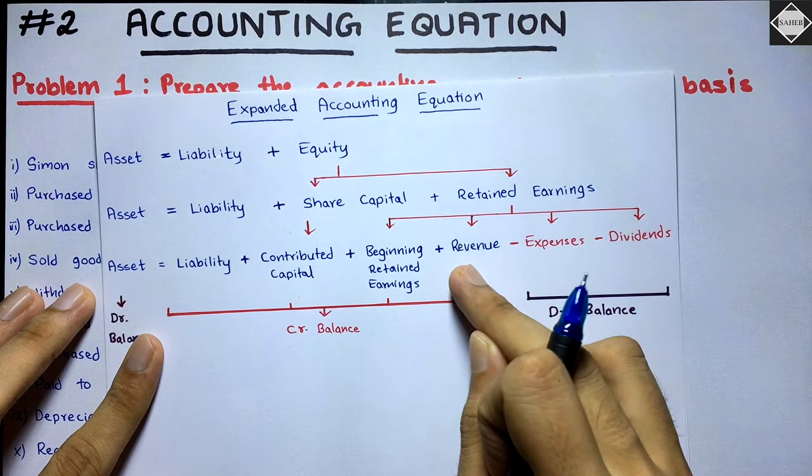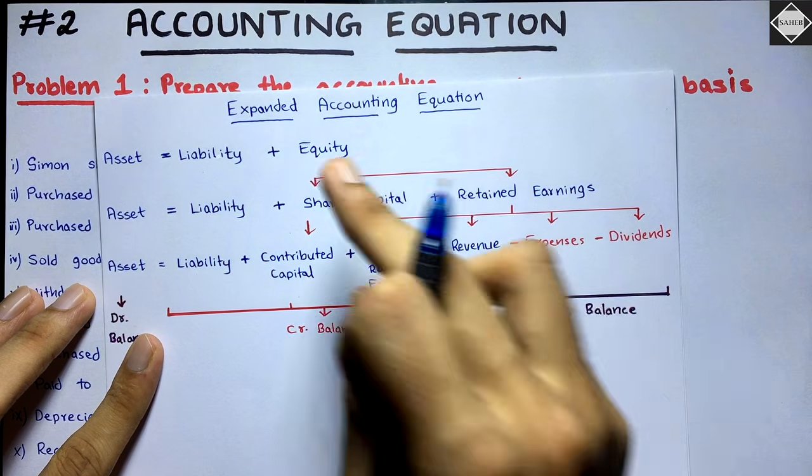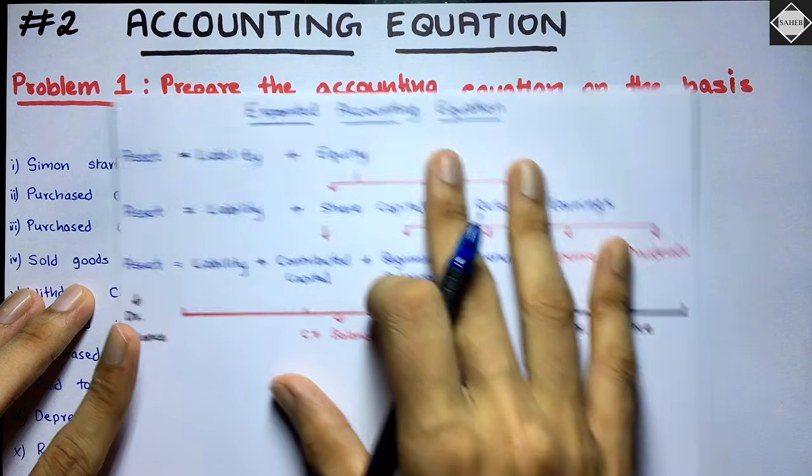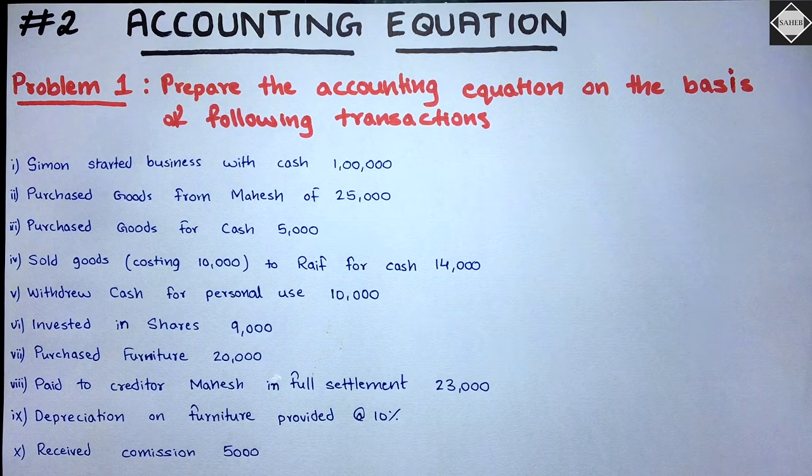Whenever you have income or revenue, you have to add to the capital. Whenever you have expenses, you have to deduct from the capital. That's very important. We will see this in this full-fledged example also. And then we took a practical example over there, a simple example to understand everything.